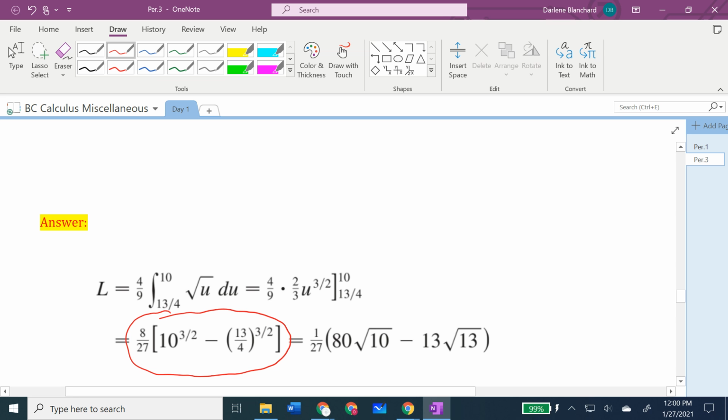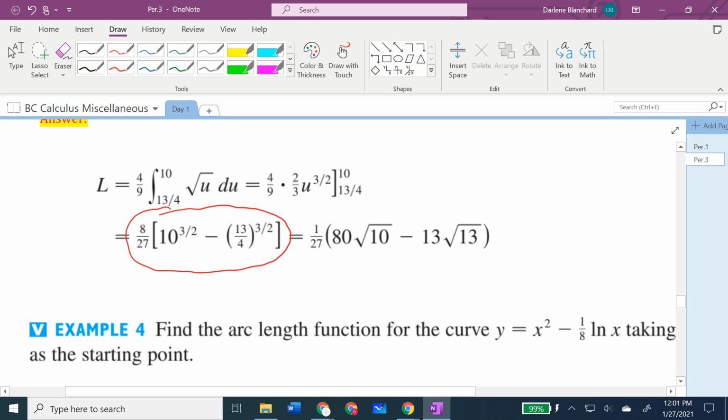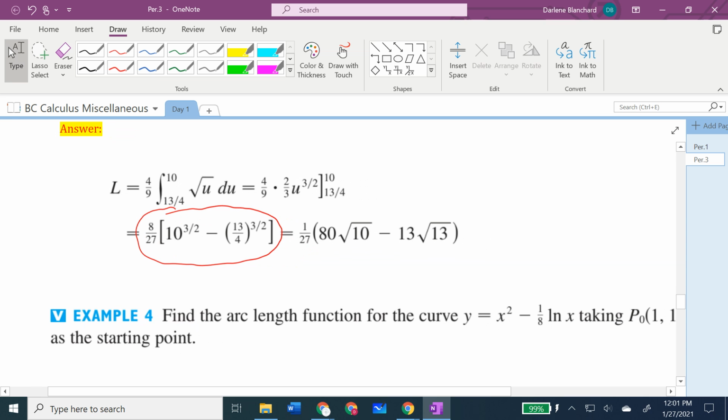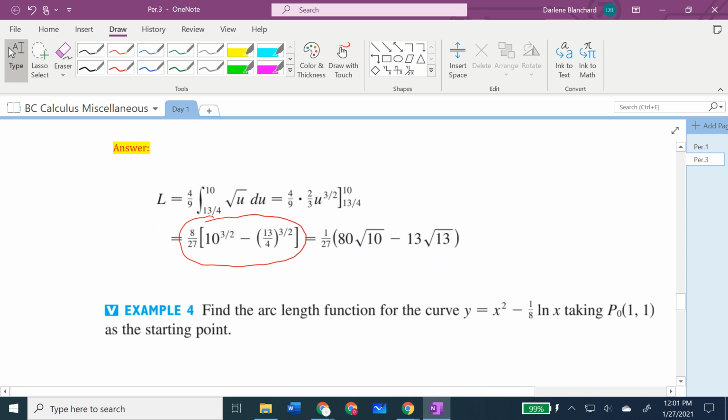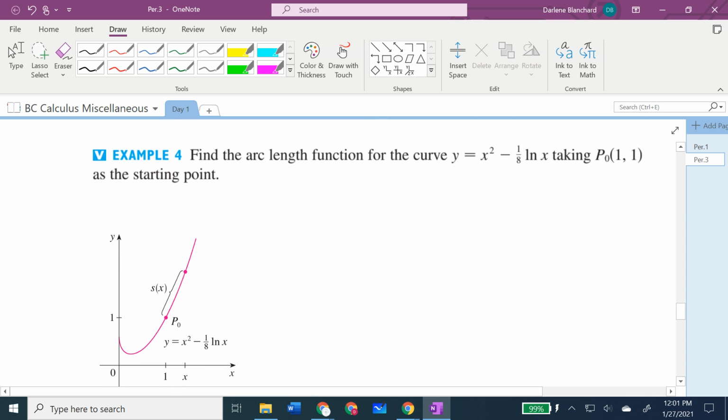Are you ready for more? Okay. This next problem is a little bit different. First of all, it's asking you to find an arc length function based off of one particular point.